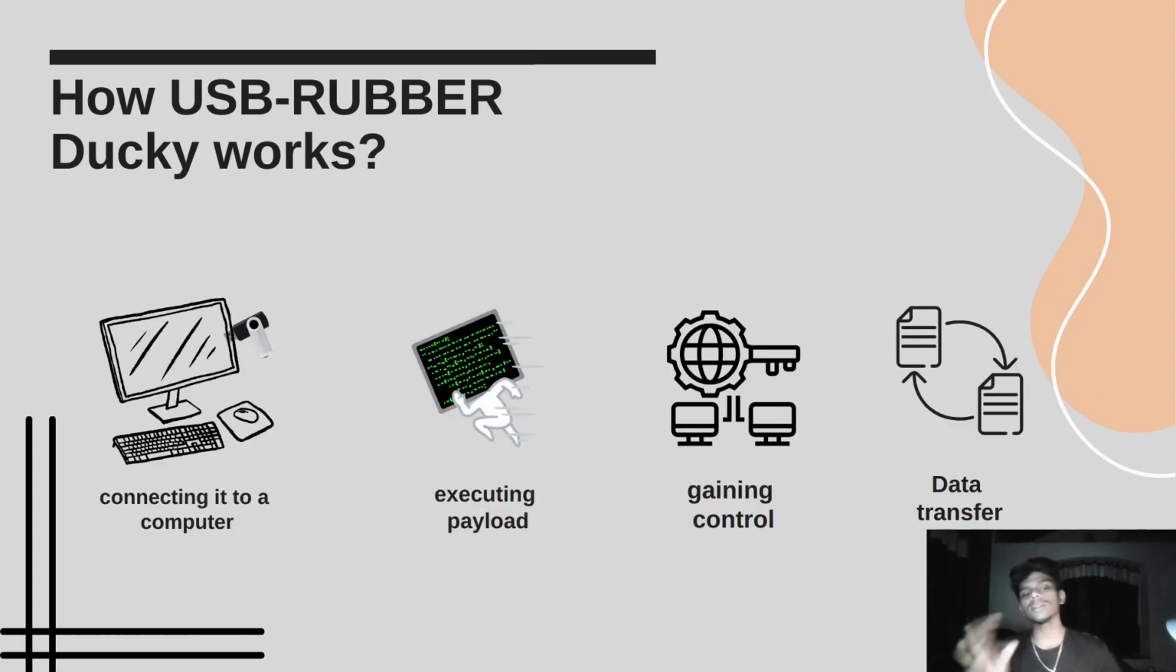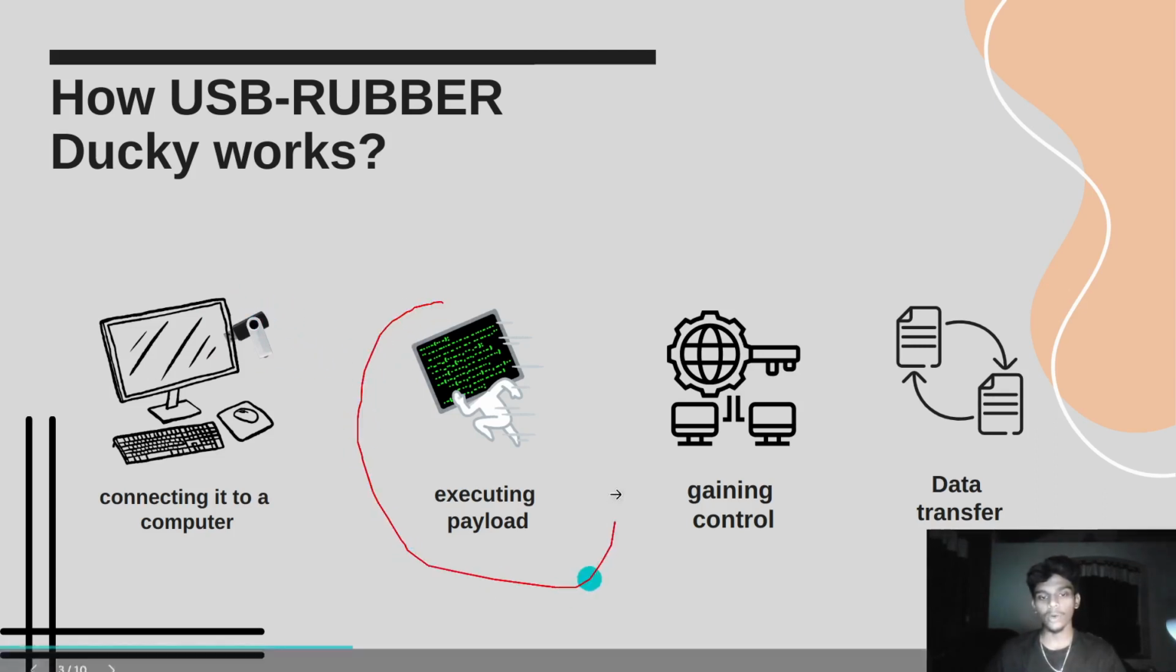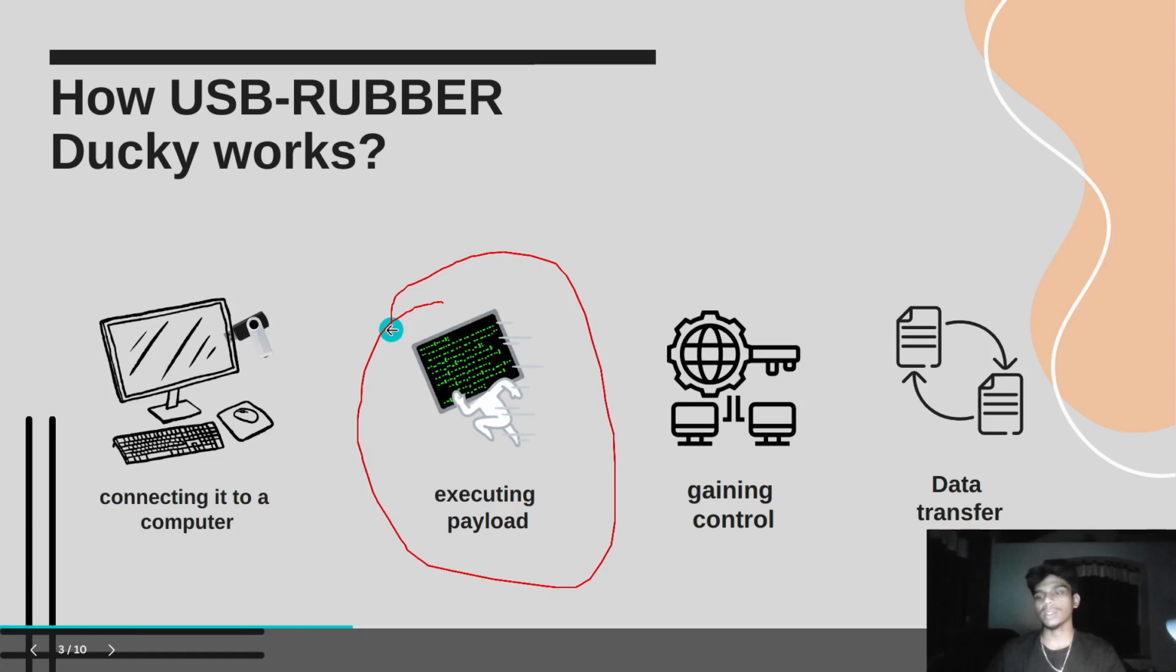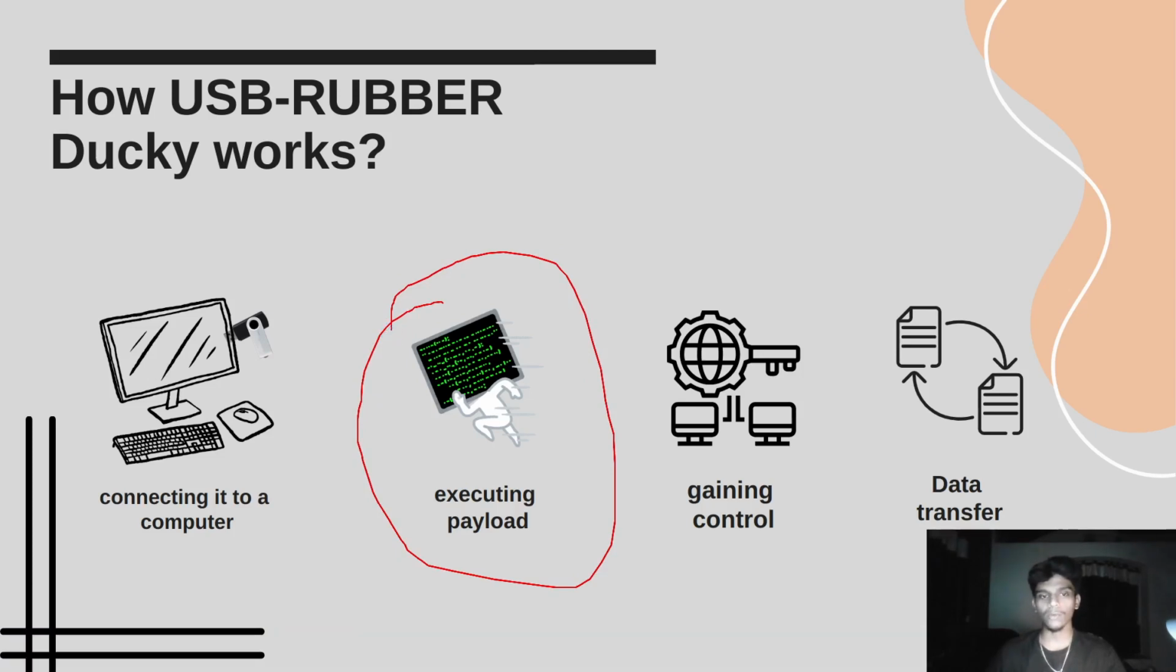So how does a Rubber Ducky work? First, it's a pen drive, so you need to connect it to a computer. You can see that the USB is now connected to the computer. What happens next? The USB has an executable payload. A payload is just an executable file which, when executed, performs various commands.